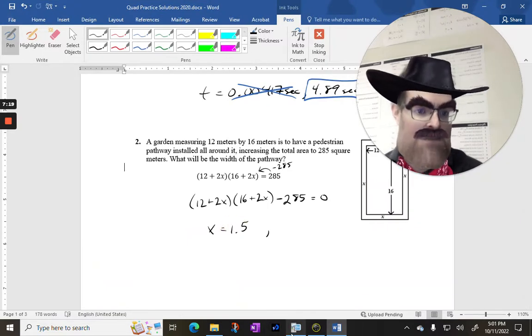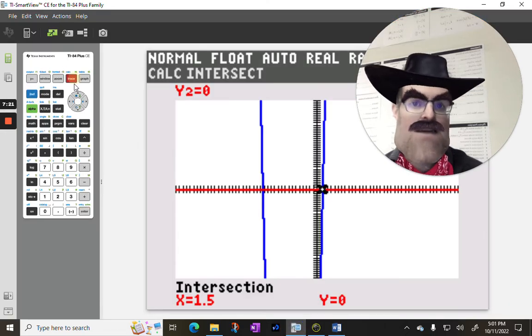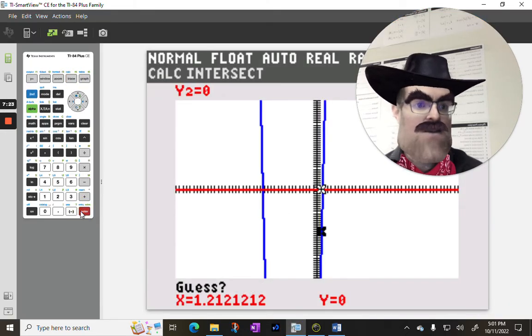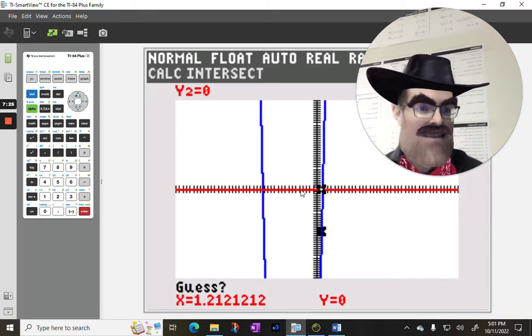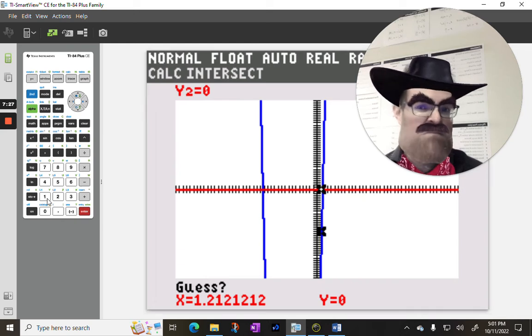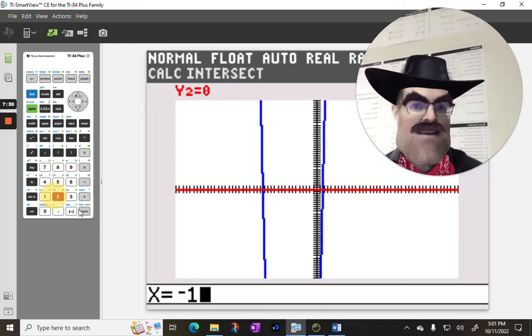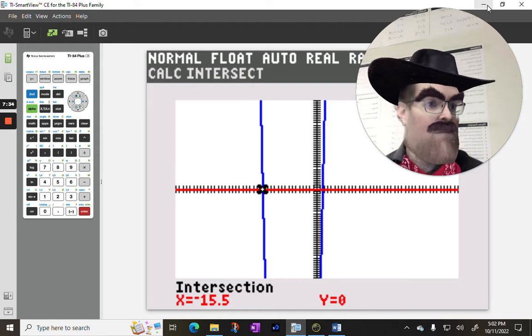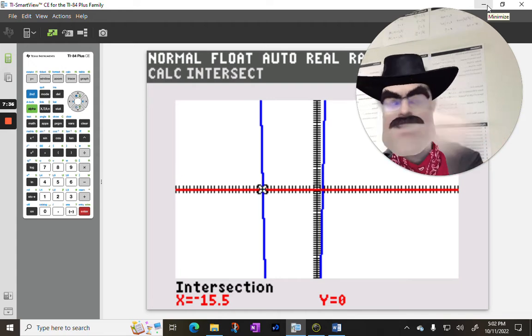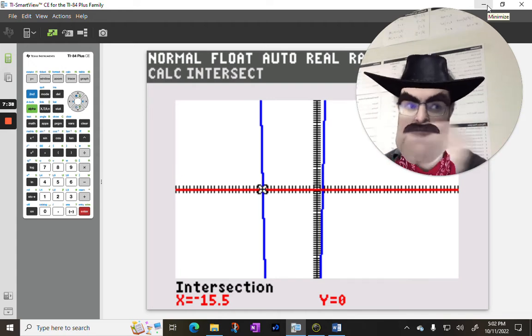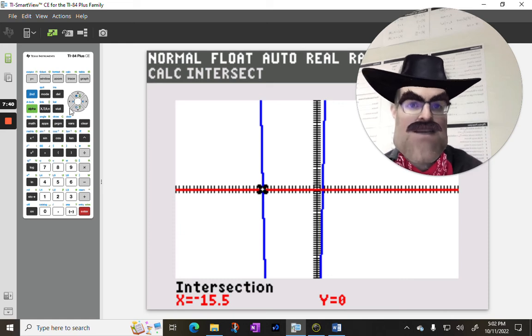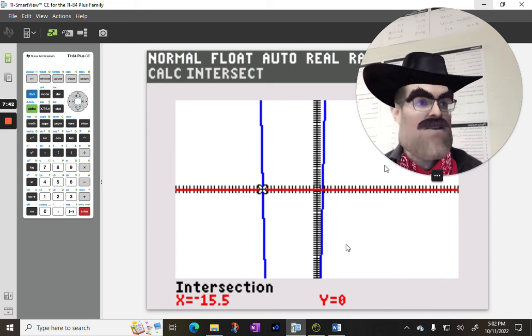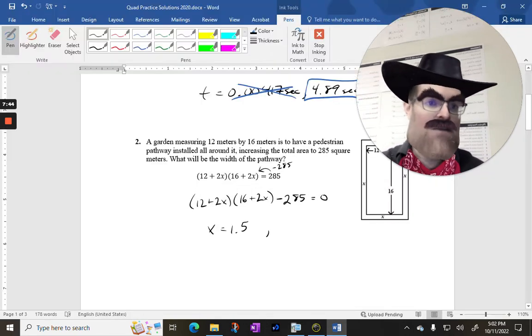And then we'll do the other one. Second trace, and enter, enter. And then the guess. So I know it's in the negative realm. I don't know. Let's just say negative 12. Negative 15.5. If it went back to the other one, just guess even less. Or you could just cursor over it by using the arrow buttons to move your cursor around. Negative 15.5. That's what we got here.